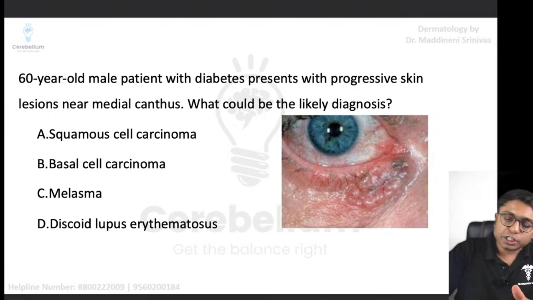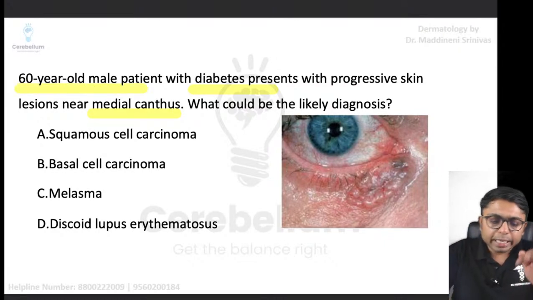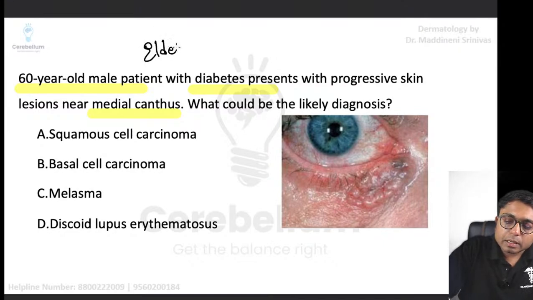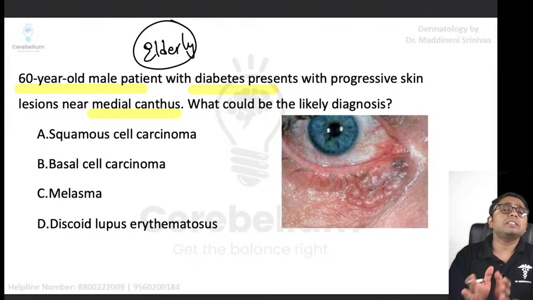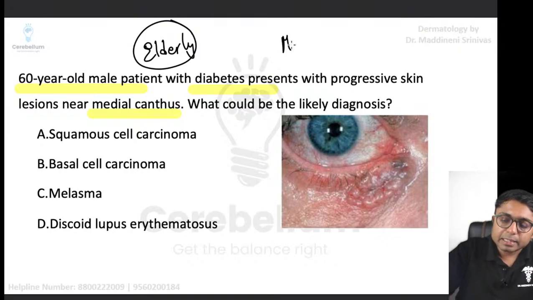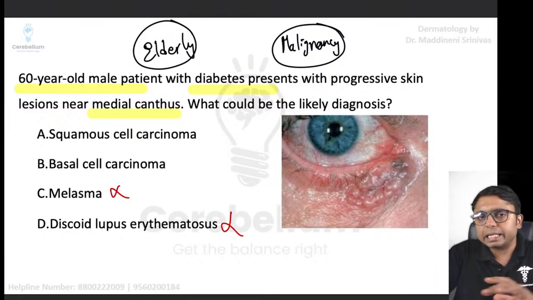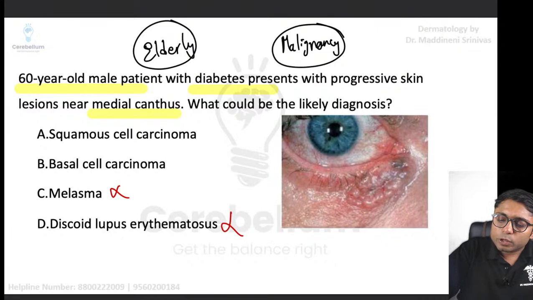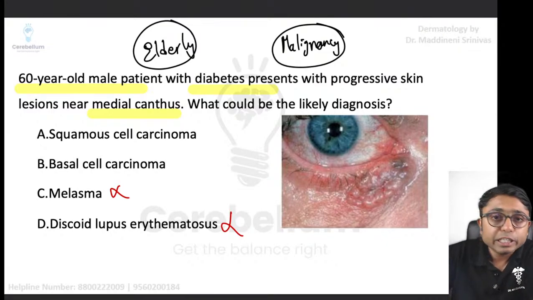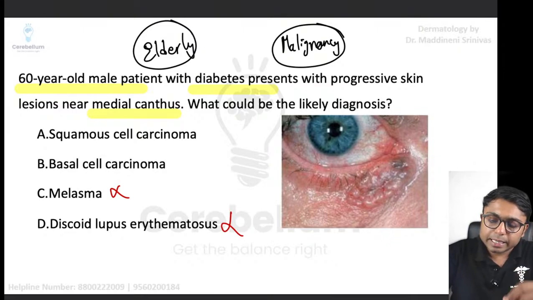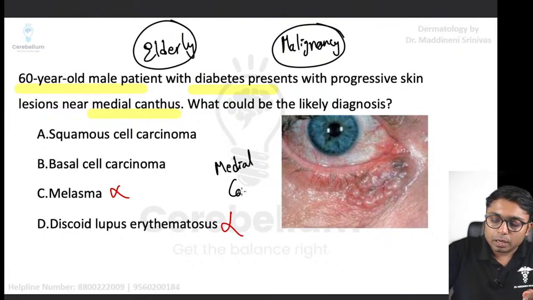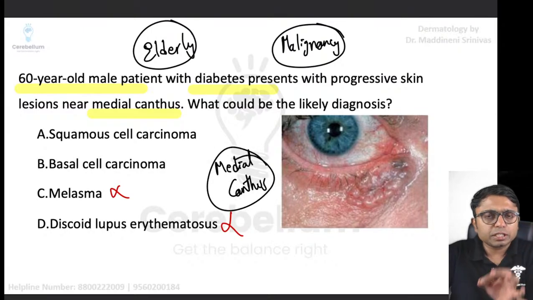A 60-year-old male patient with diabetes presents with progressive skin lesions near the medial canthus. Whenever you see an elderly person presenting with lesions over the face, the first thing you should remember is malignancy. With the help of this clue, you can rule out discoid lupus erythematosus and melasma. They are not malignancies. And if you closely look at the image, you are able to see that the lesion is present near the medial canthus. That is the first thing, the location site.